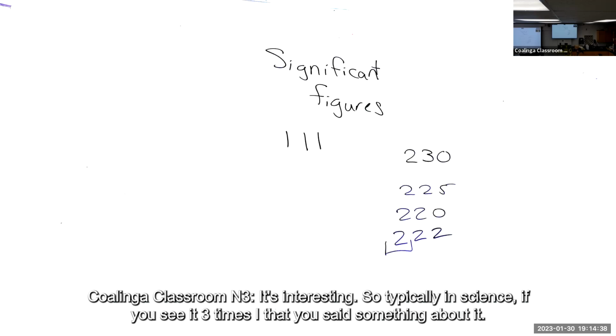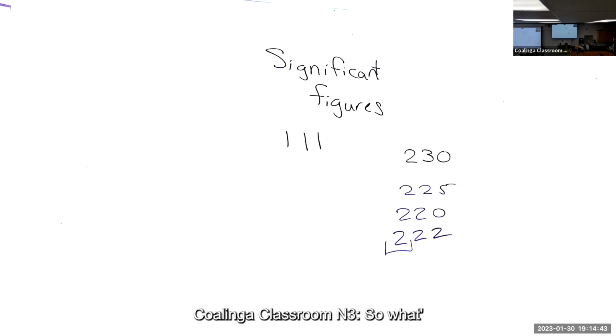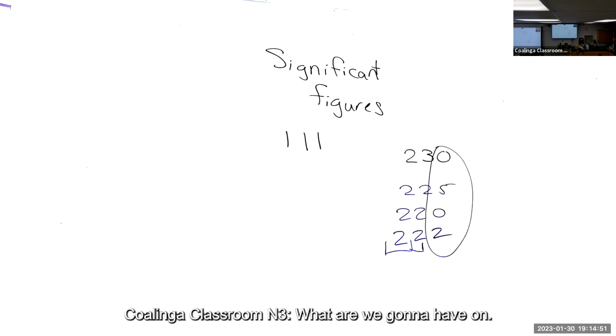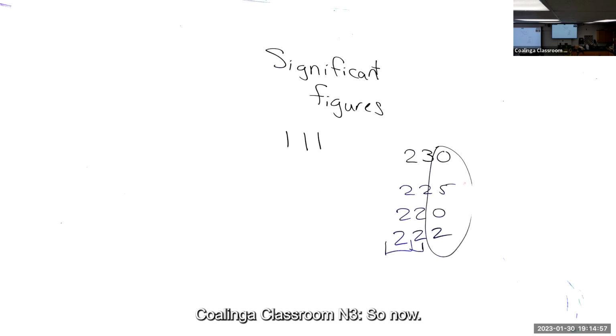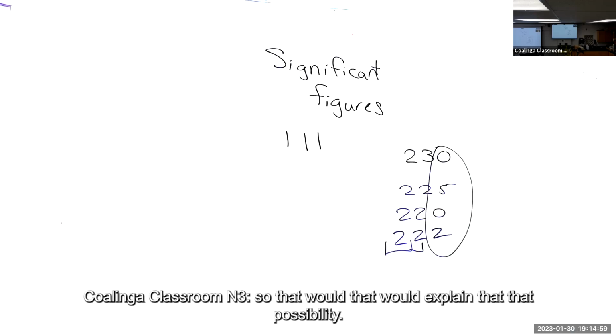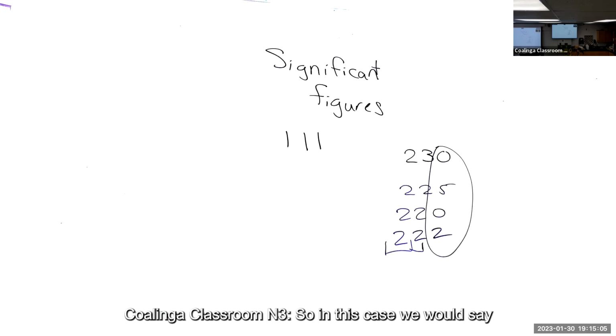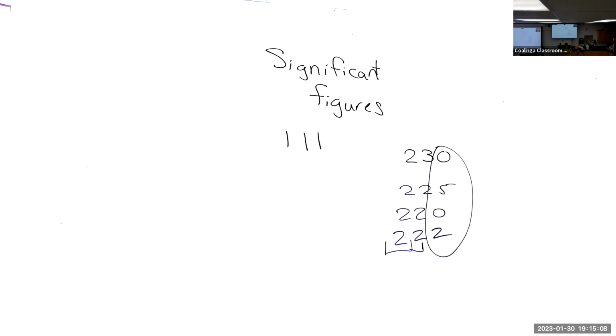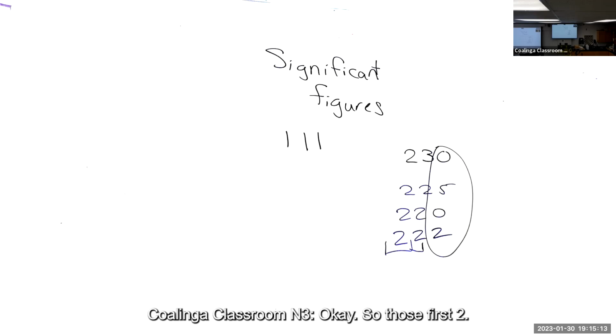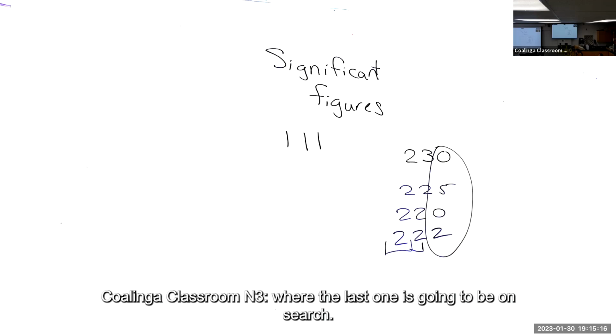Typically in science, if you see it 3 times, that usually says something, some validity, right? So more than likely, this 2 is valid as well. This last digit is where we're getting our fluctuation. It could be anywhere from 0 to 9, so that would explain the possibility of it going over. So in this case, we would say that these numbers are significant. These numbers, we're not sure. Those first 2 are going to be significant, where the last one is going to be uncertain.